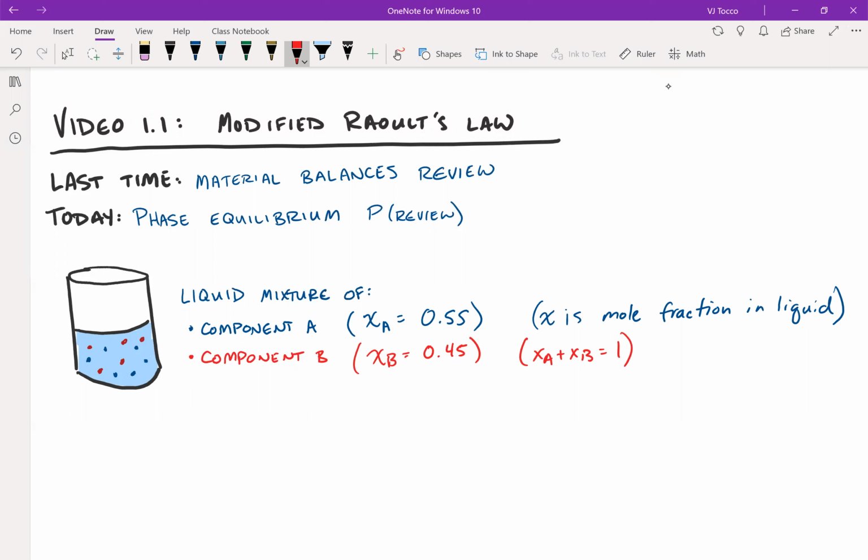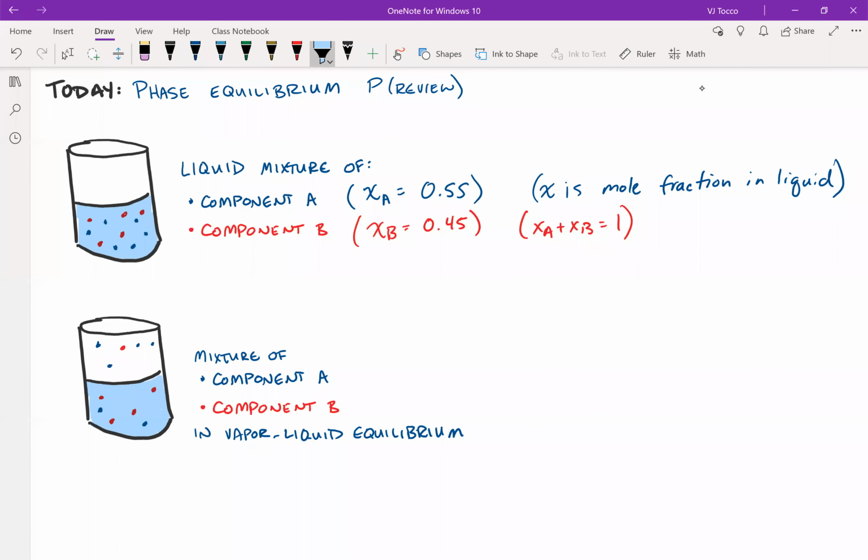Now, if I wanted to separate these components, one way to do it would be to partially boil the mixture such that it reached vapor-liquid equilibrium. So here's a cartoon of what that might look like. As you can see, 4 molecules out of the original 6 of the component A have vaporized and are now in the vapor phase. That leaves 2 behind, and since there are now 6 molecules total in the liquid phase, I would say that my X_A is 2 divided by 6, or 33%. Therefore, my X_B would be 1 minus that, or 67%.